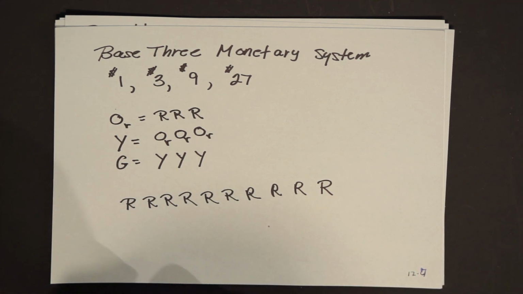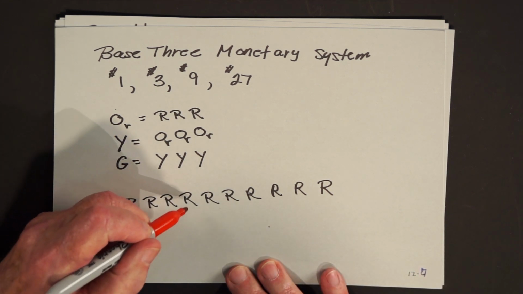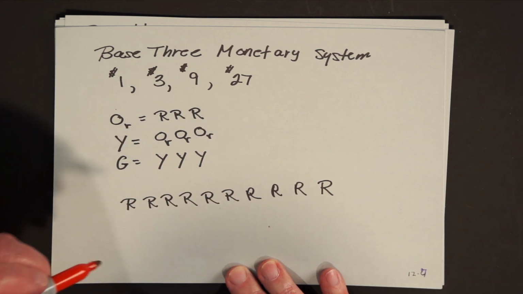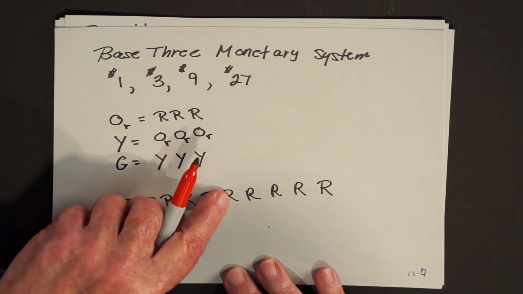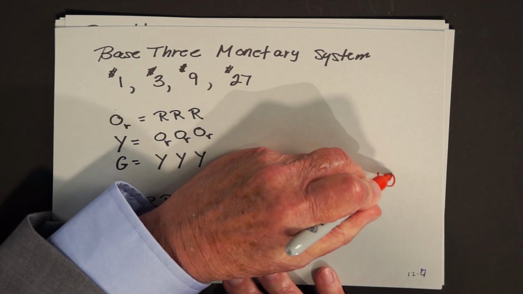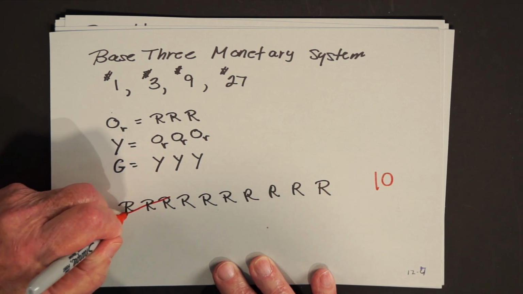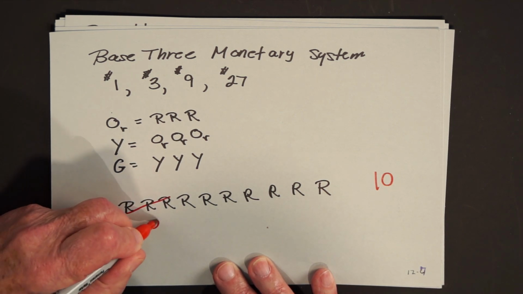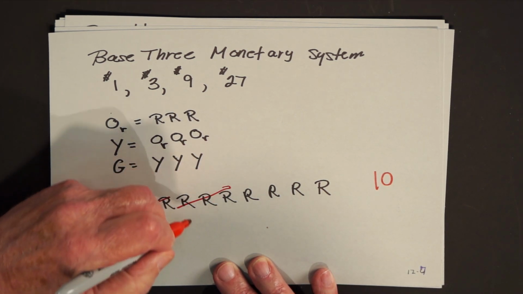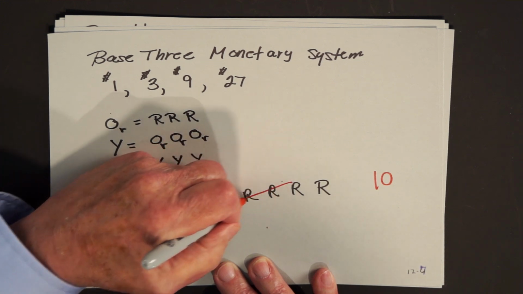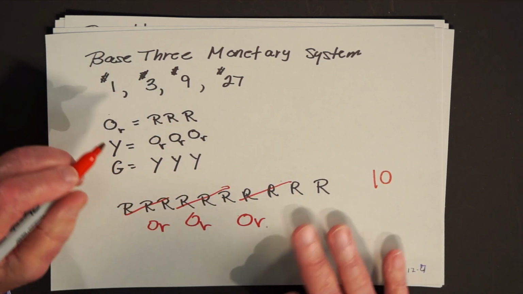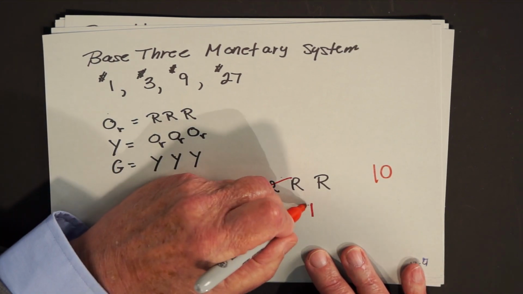So what happens over here? We have 1, 2, 3, 4, 5, 6, 7, 8, 9, 10. Is that right? 2, 4, 6. So we have 10. And now what's going to happen? Every time we have 3 of a denomination, we can trade it in for one of the next one. So for 3 reds, I can get an orange. 3 more reds, I get another orange. 3 more reds, I get another orange. And I still have a red left.